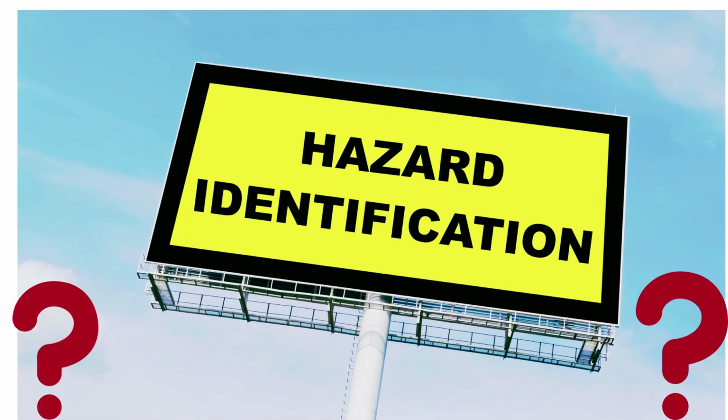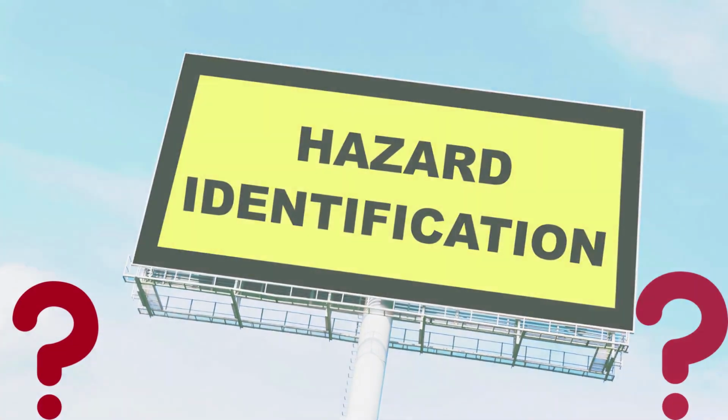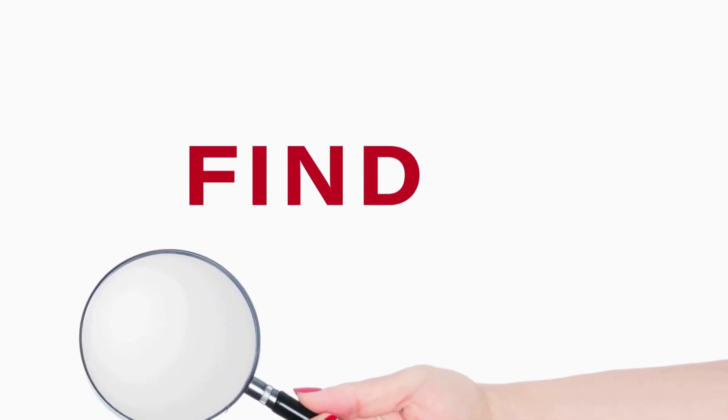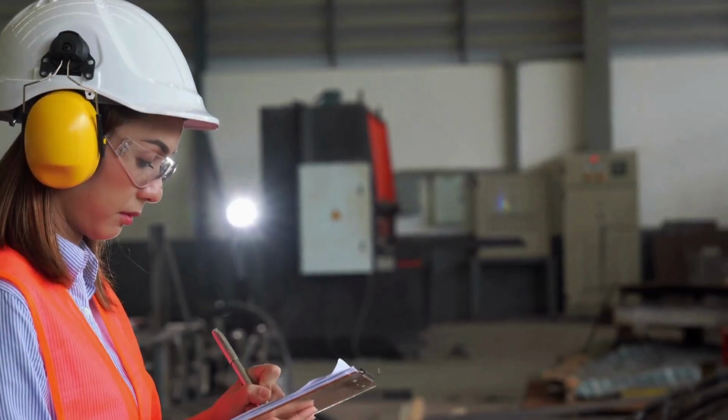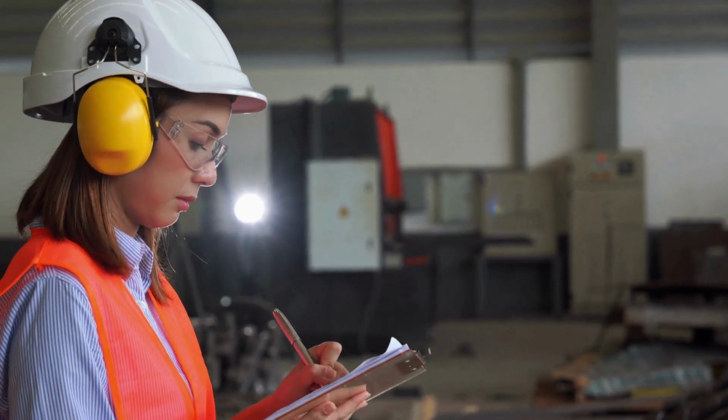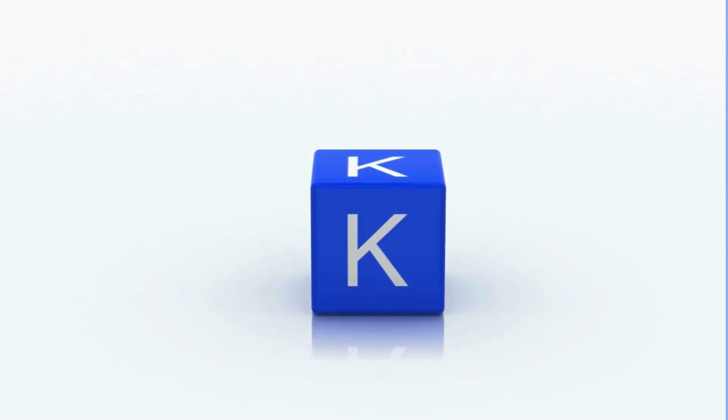What is hazard identification? Hazard identification is a process of finding and recording possible hazards that may be present in the workplace. It is the first step of the risk assessment process.